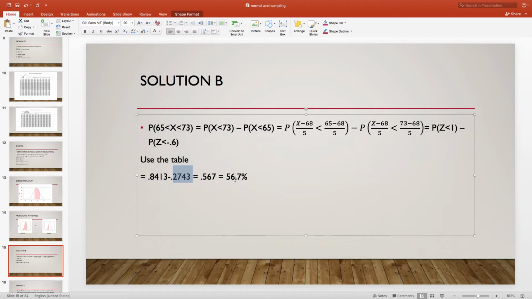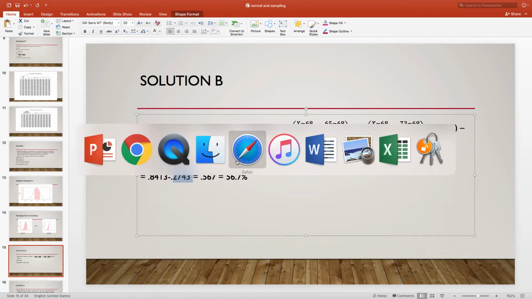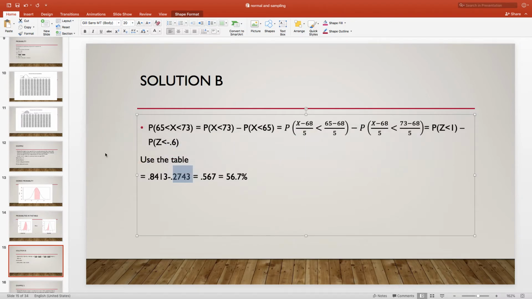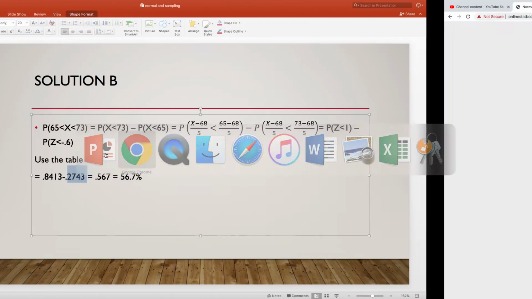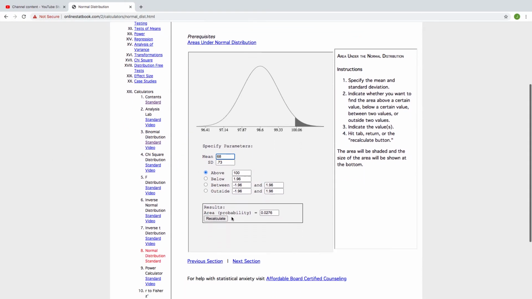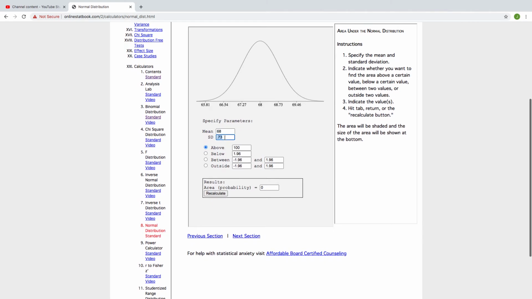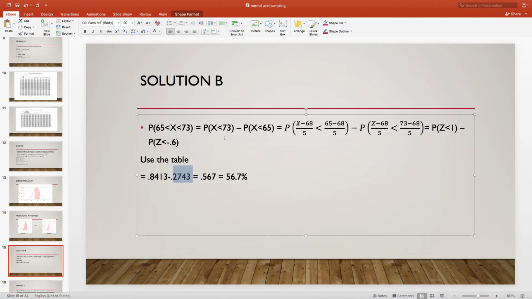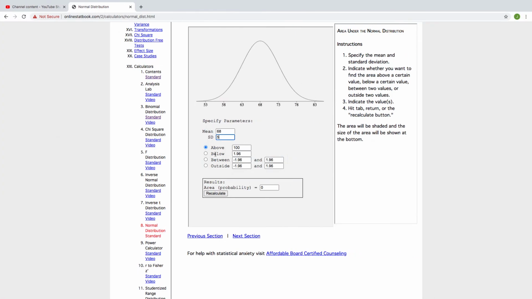Now, if I want to use the other method, I want to use a calculator. I'll enter the mean, 68, standard deviation is 5, and I want to calculate the probability that is between 65 and 73, so I'll go between.